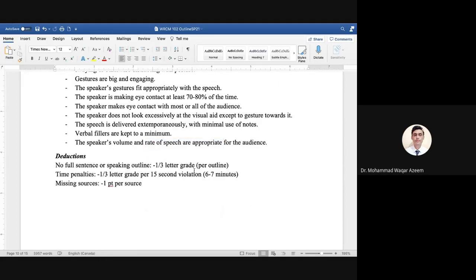Finally, some deductions apply. Let's have a look at them as well. Okay, so two outlines are required. Okay, for missing any one outline, you might lose 1/3 of the letter grade.